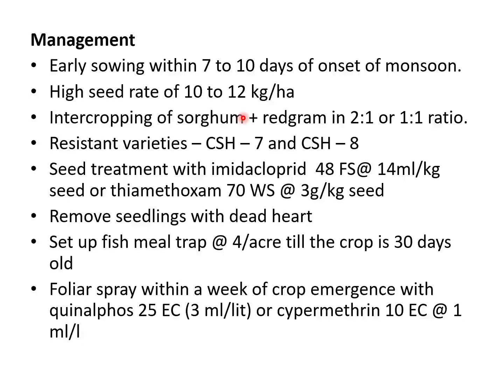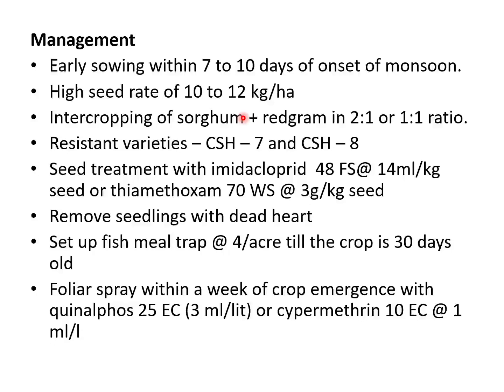We can go for setting up of a special kind of trap called a fish meal trap, at the rate of 4 per acre, which attracts the shoot fly adults, and we can keep these traps for up to 30 days. Instead, we can go for foliar spray of insecticides such as quinalphos at the rate of 3 ml per liter or cypermethrin at the rate of 1 ml per liter.